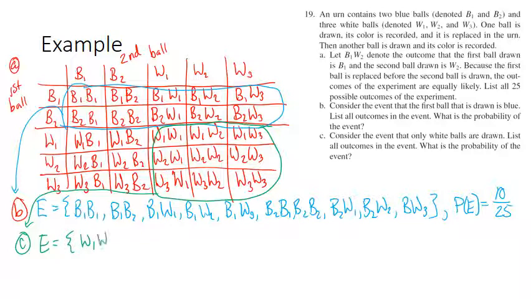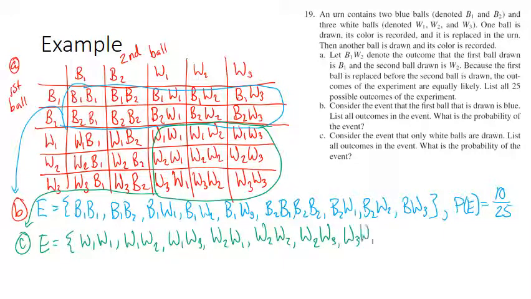W1, W1; W1, W2; W1, W3; W2, W1; W2, W2; W2, W3; W3, W1; W3, W2; and then W3, W3. Okay, so the probability of that, there's 9 outcomes, so that is going to be 9 over 25.